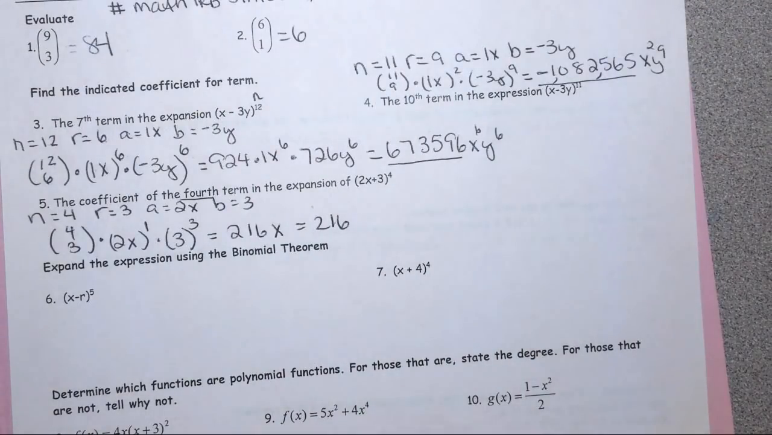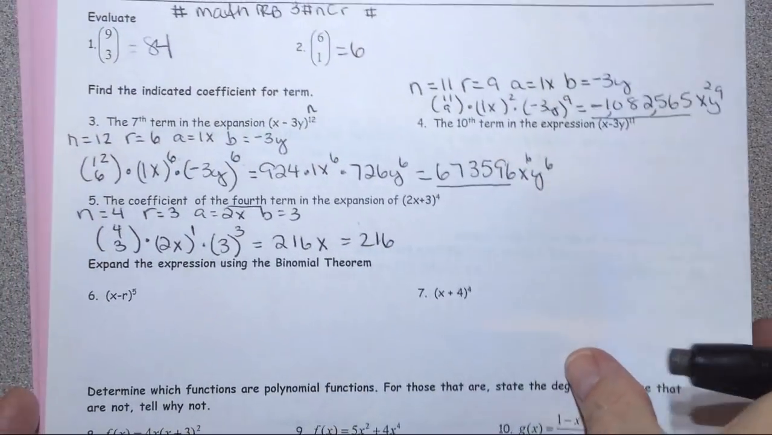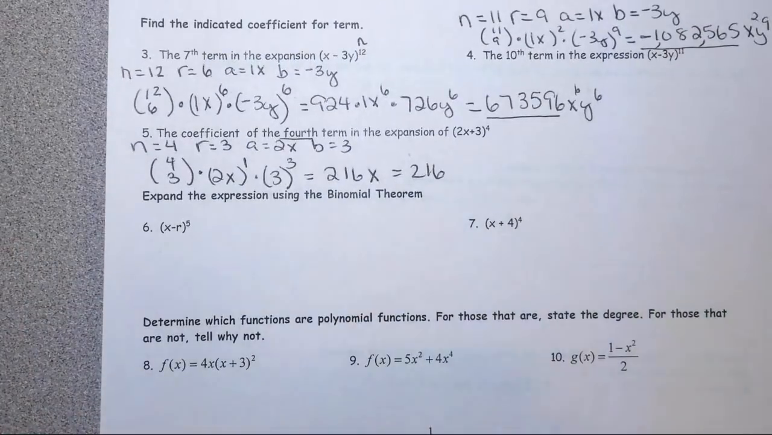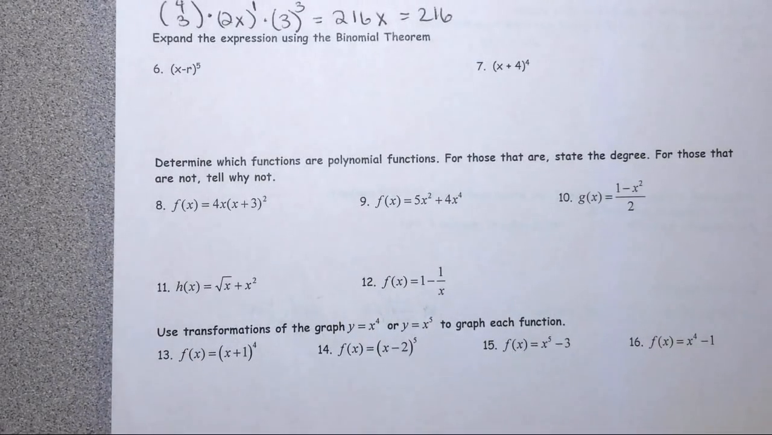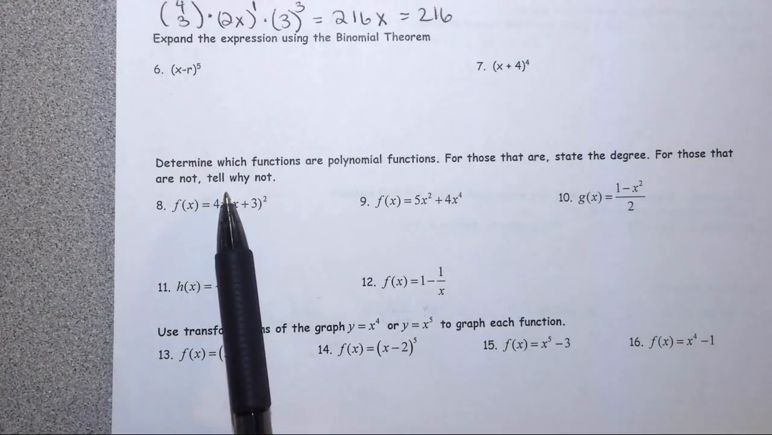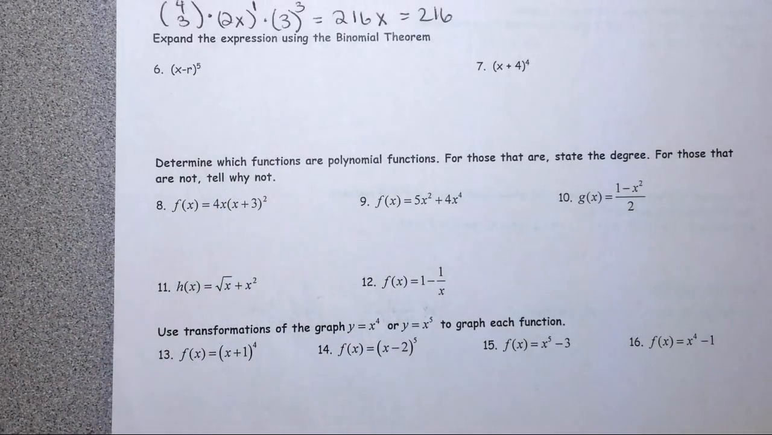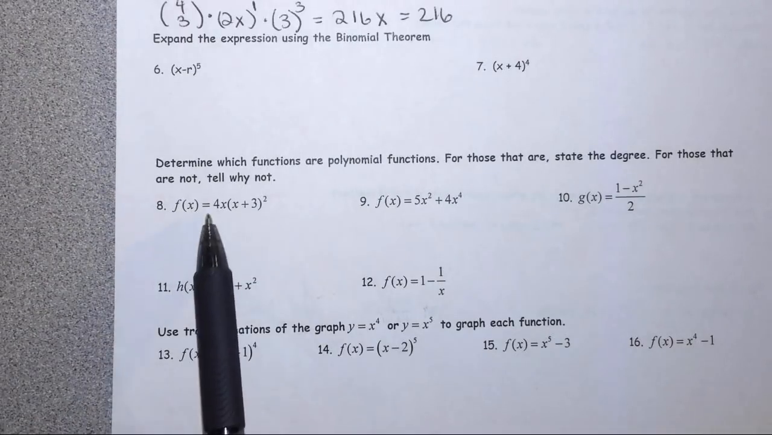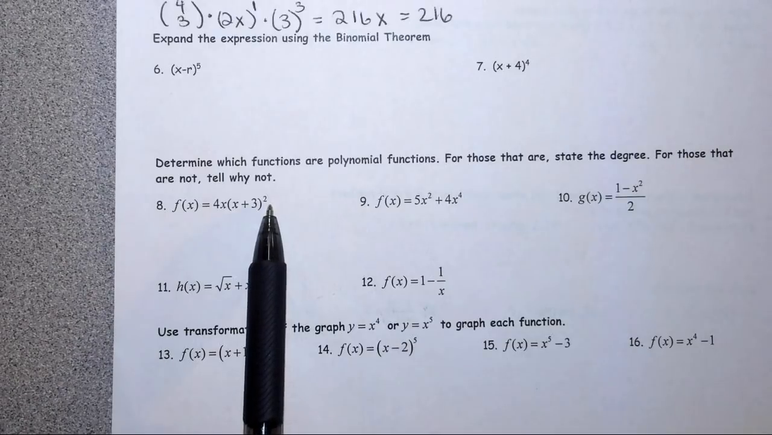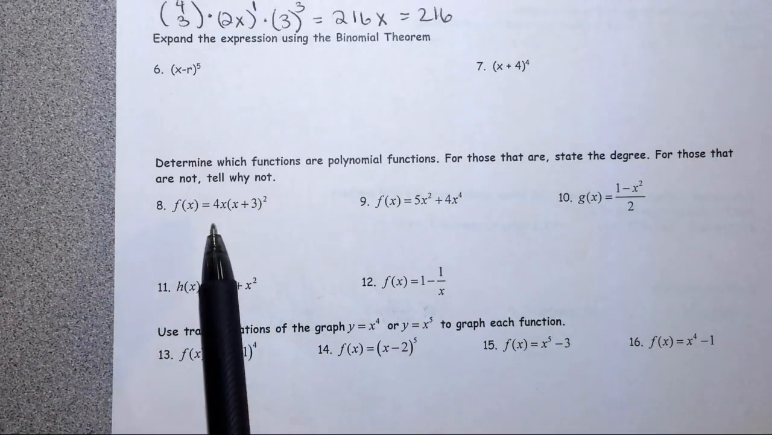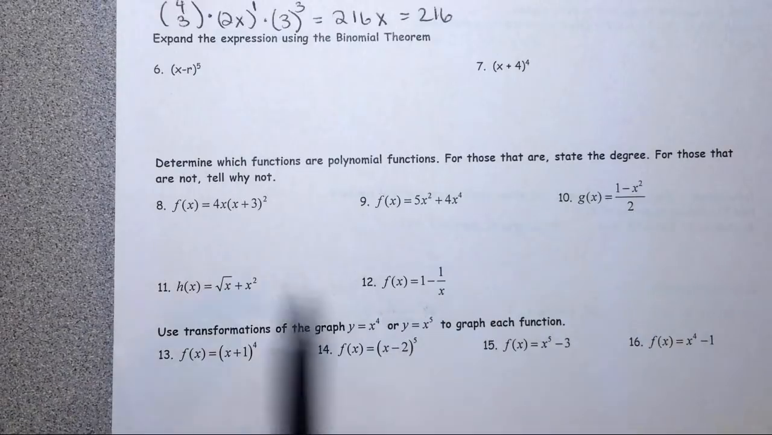Okay, so we have now done 6 and 7 on a piece of scratch paper. On 8 through 12, they want to know which of these are polynomials. If they are, state the degree. If they are not, tell why not. So in order for a function to be a polynomial, it had to meet 3 things. One was that it had to have just one variable throughout the whole problem. 2, the exponents could not be negatives or be fractions. And the third requirement was that they were all real numbers.